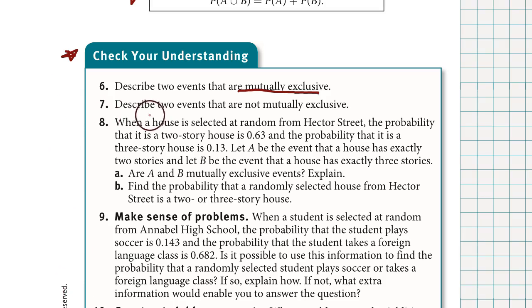Now number 7, describe 2 events that are not mutually exclusive. Again, let me pause the video. Try to come up with an answer that you're willing to share with the class. What are 2 things that could happen, and it's possible that only one of them happens, or only the other one happens, or they both could happen at the same time?